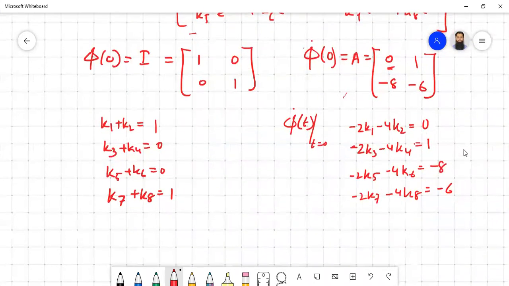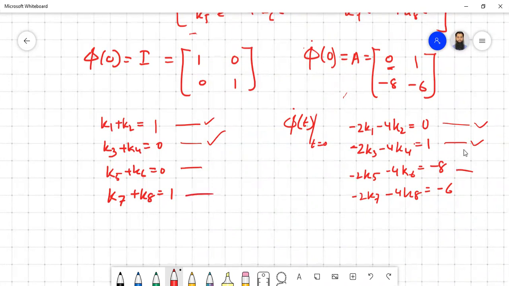Now you have two equations, this one and this one, and two unknowns. So you can easily solve this, and it will give the values of k3 and k4. Similarly for this one and this one, and this one and this one. Eventually, let me just write it. I think we'll be able to solve it very easily.